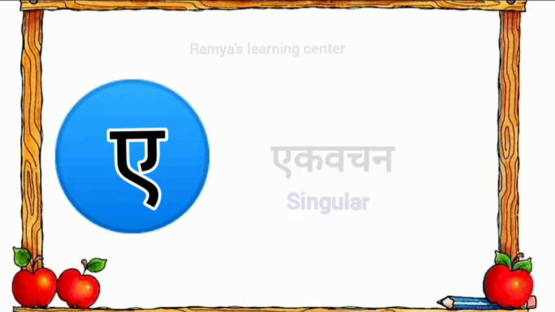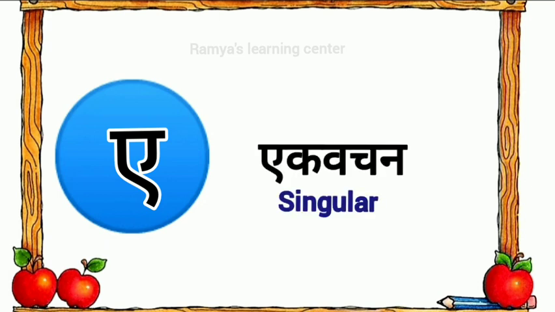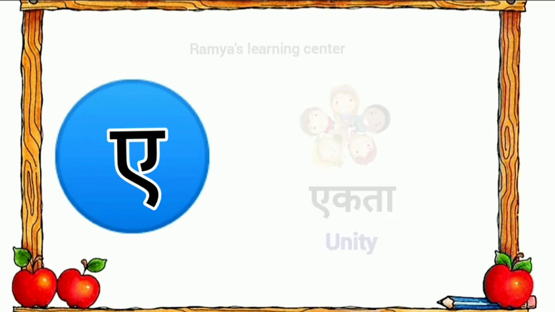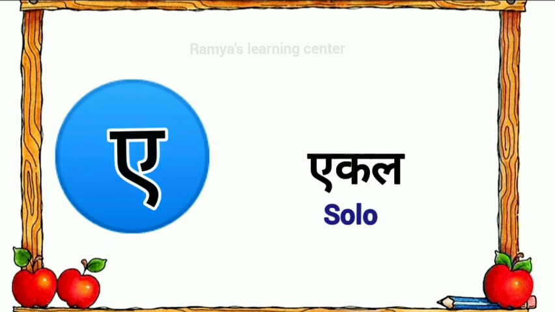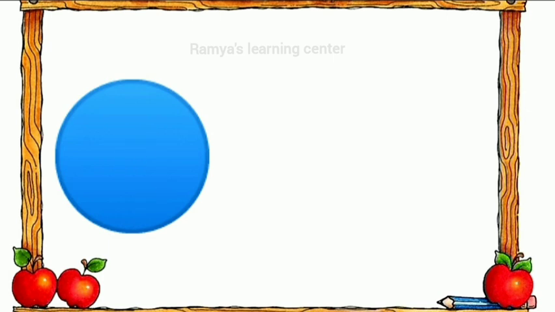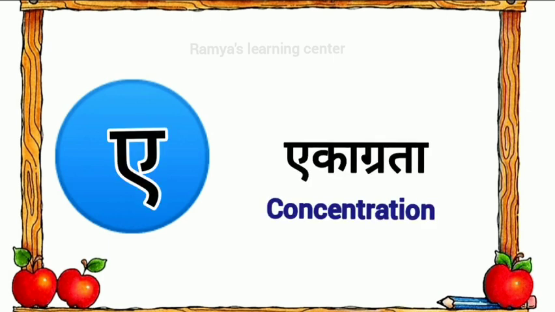A से एक वजन. एक वजन means singular. A से एकता. एकता means unity. A से एकल. एकल means solo. A से एकाग्रता. एकाग्रता means concentration.